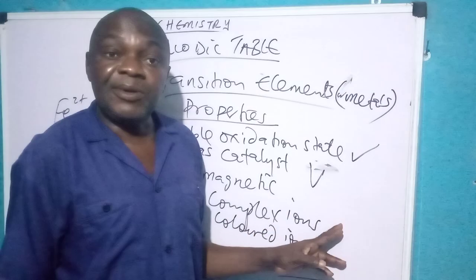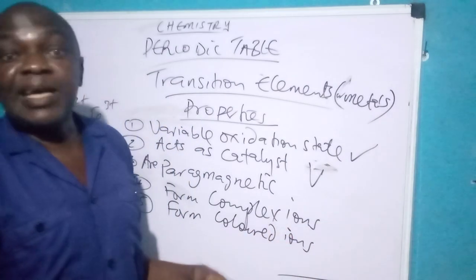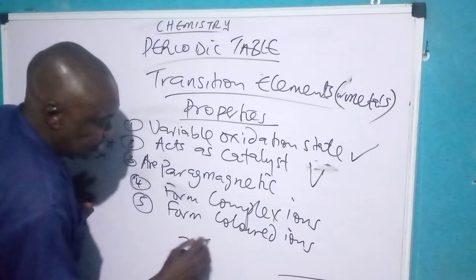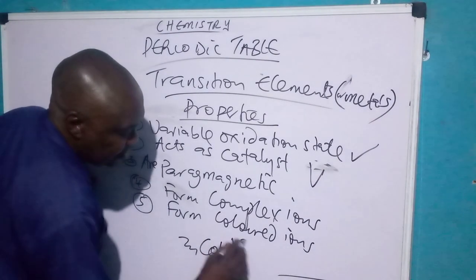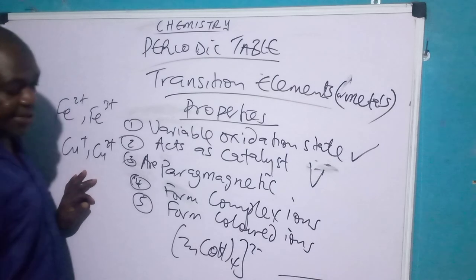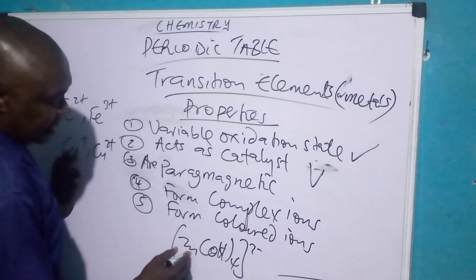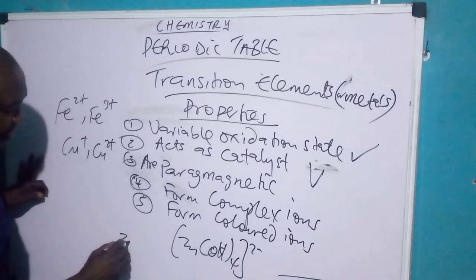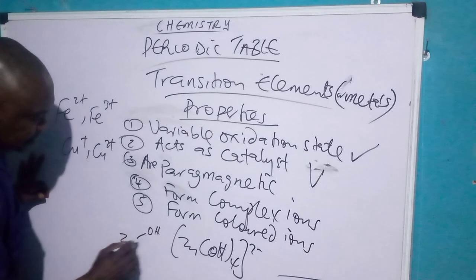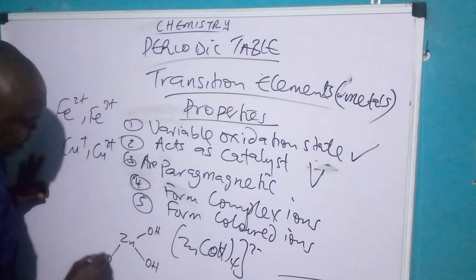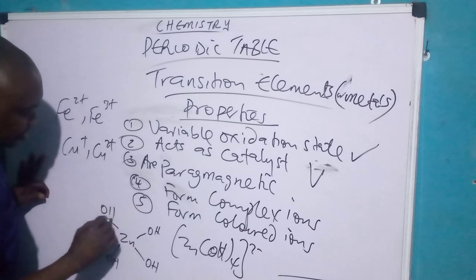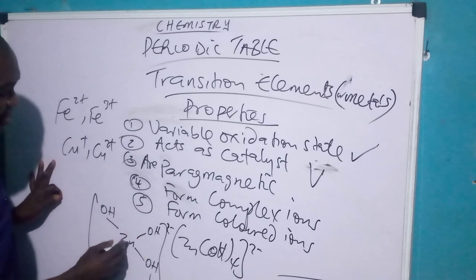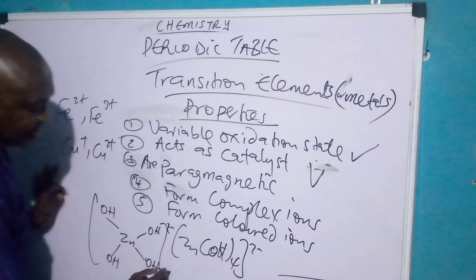A complex ion contains a central atom attached to other groups, which we call ligands. For example, you have zinc, [Zn(OH)4]2-. This is a complex ion. You have a central atom like this. This is the structure: Zn with OH, OH, OH, OH, 2-. This is the central atom, and these are called ligands.